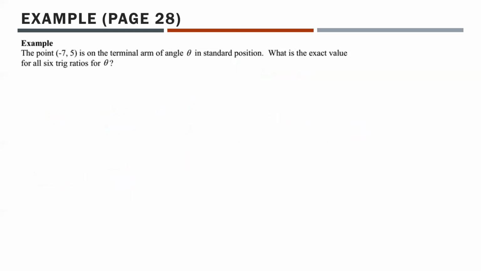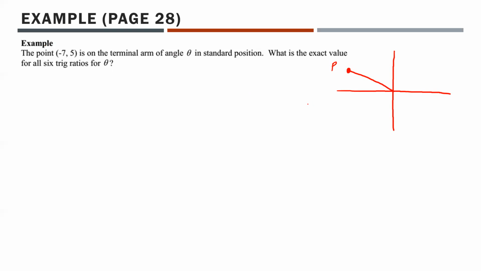All right, I think this is the last question we're going to do today. It's on page 28 at the very top. The point -7, 5 is on the terminal arm of an angle theta in standard position. Notice this is not on a circle. It's just in standard position. It's just on your Cartesian plane. So if we drew a Cartesian plane, we're looking at the point -7, 5, which is probably about right here. I guess I'll just call it point P. It didn't give it a name. So we have that coordinate right up here.